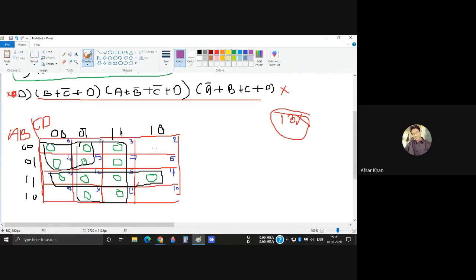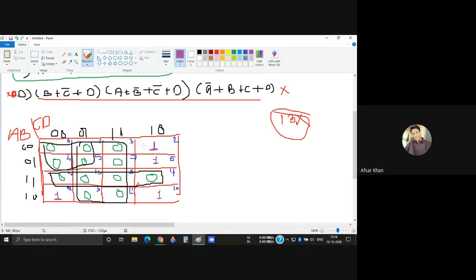So how will we solve it for SOP? We will write 1 here. Those which are left, which are not present in the function, are min terms. It will also be 1. This 10 will also be 1. This 8 will also be 1.